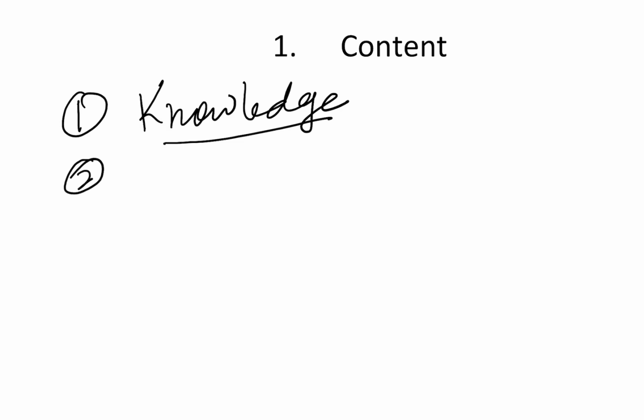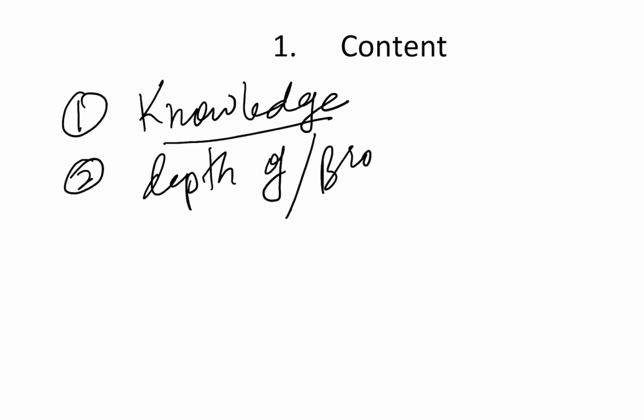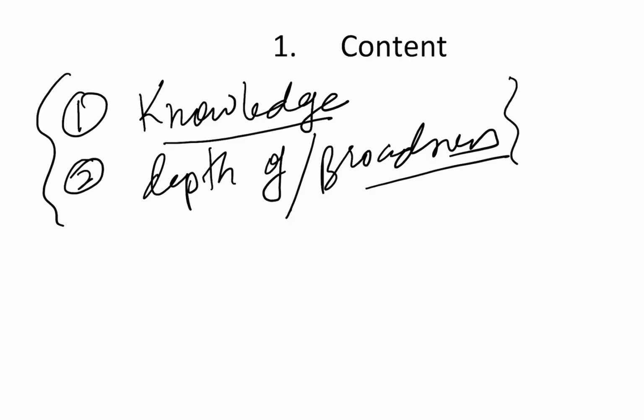Second is basically the depth or broadness of your knowledge. Meaning that suppose there is a question regarding murder, so what are the various components of murder that you can think of, not legally, otherwise also. Okay, so these two things are very important for content. Now these are the things that can be studied and then built. It is basically what you have studied in college.